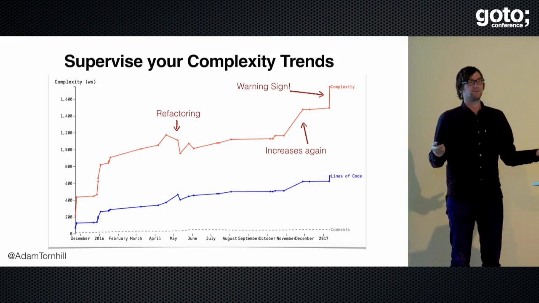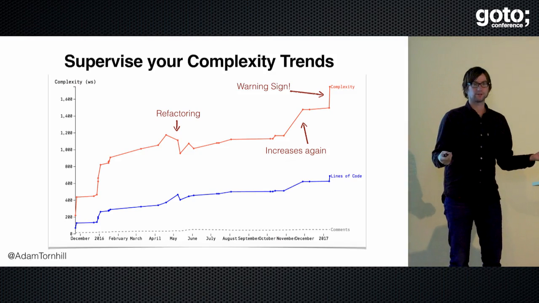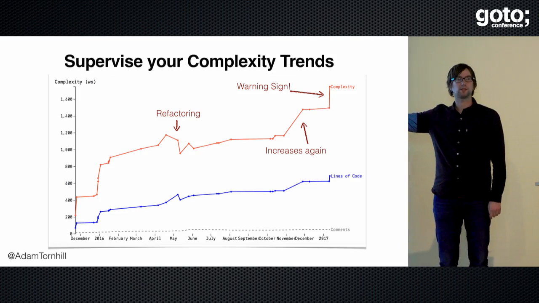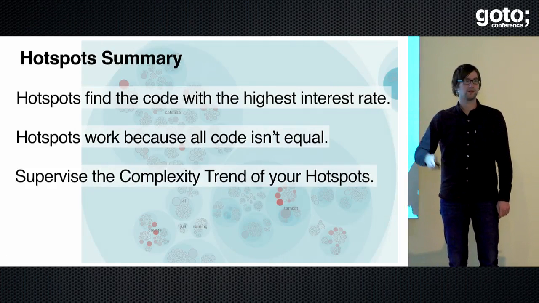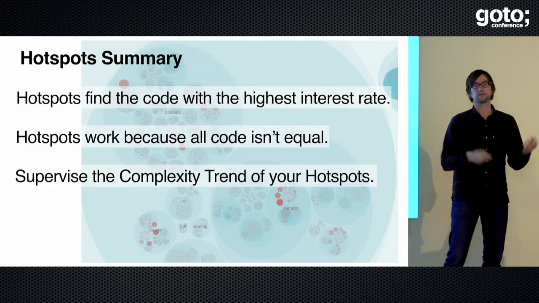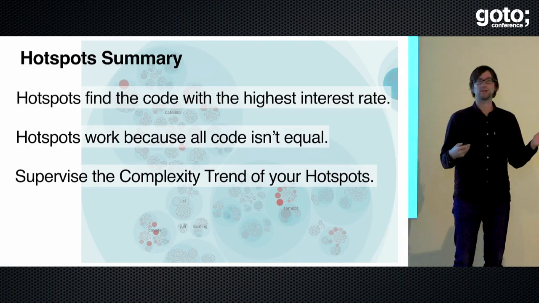So the normalization of deviance is one of the reasons why whistleblowers are so important in organizations. And I have found that complexity trends make great whistleblowers in code. So to sum up this first part, hotspots help us identify that code with the highest interest rate. And the reason they work is because all code isn't equal.